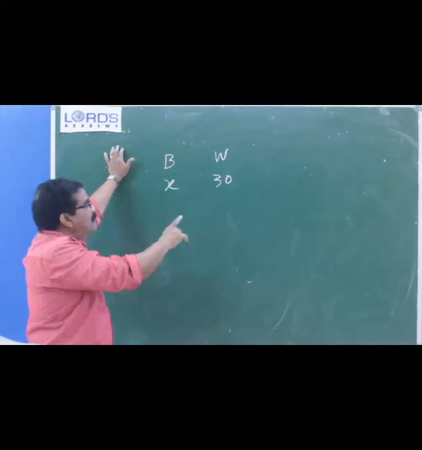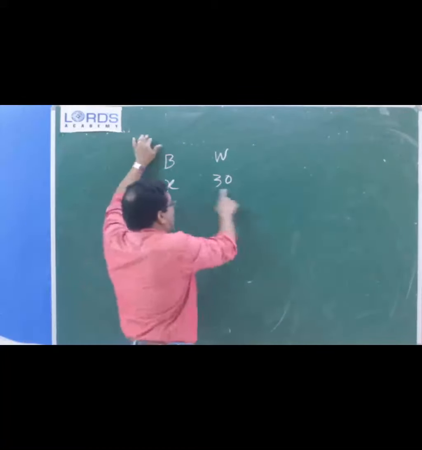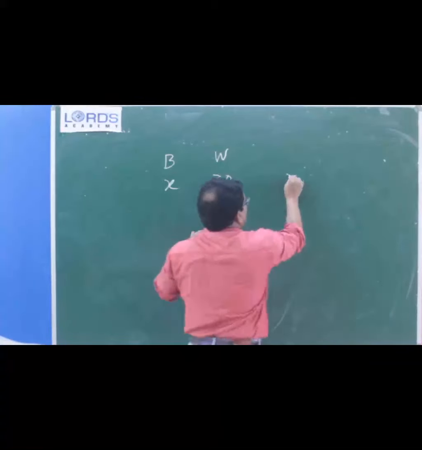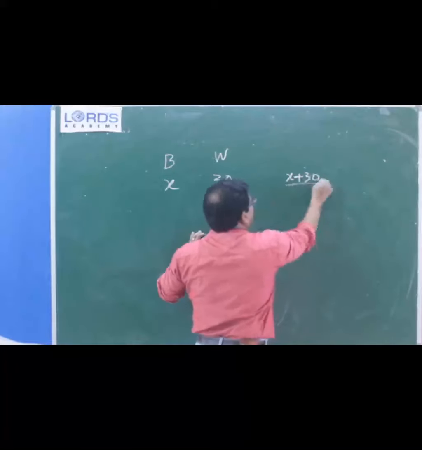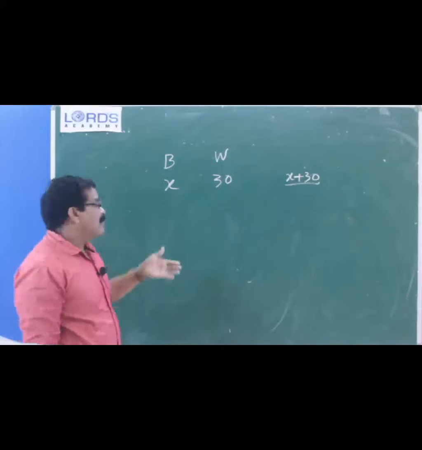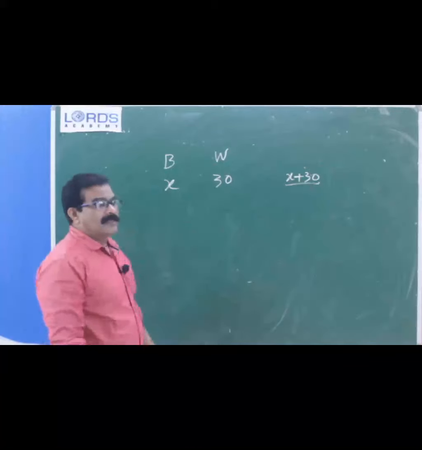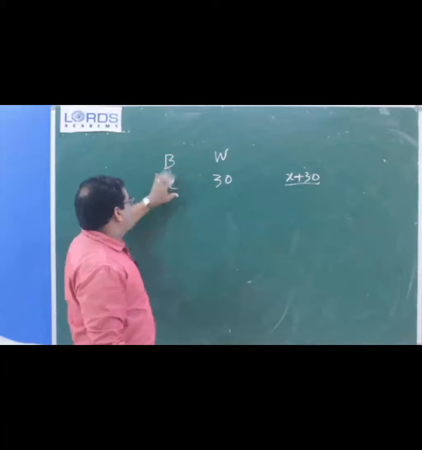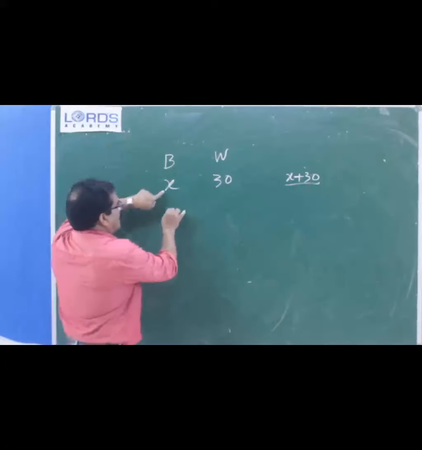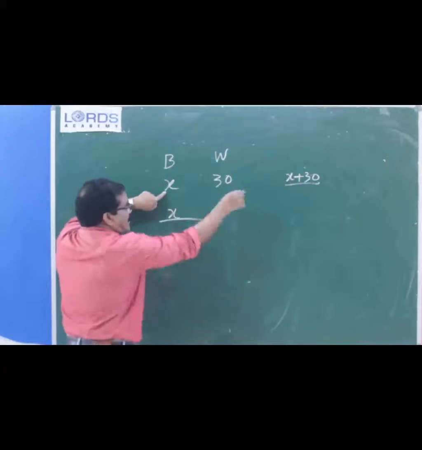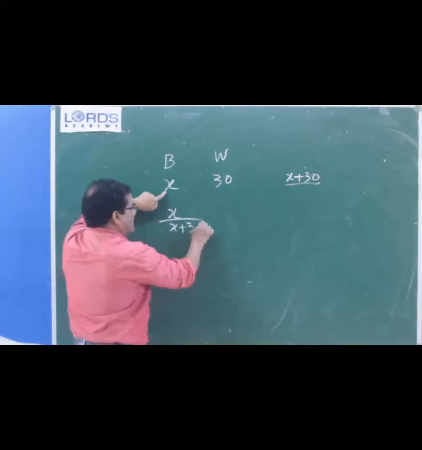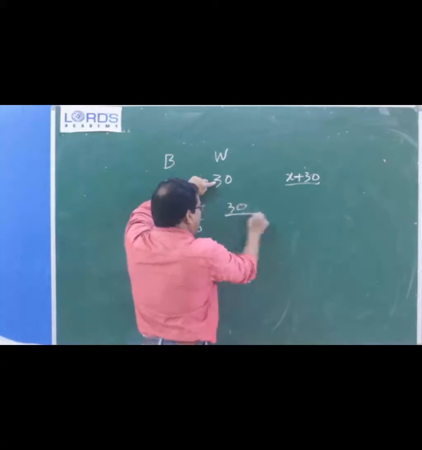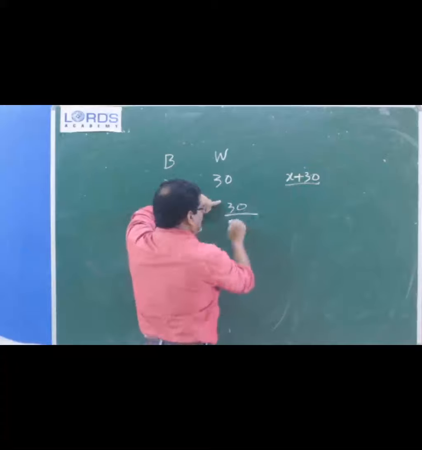Then you take the total possible cases, that is this number plus this number, X plus 30. Probability of getting black will be: number of favorable cases X, so X by X plus 30. Probability of getting white: number of favorable cases is 30, so 30 by total possible X plus 30.